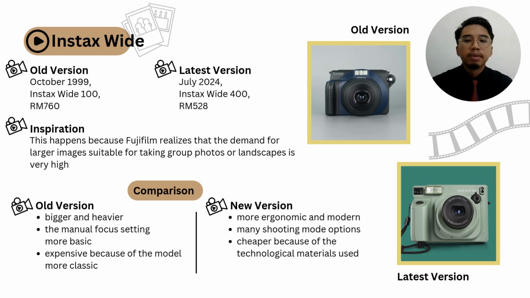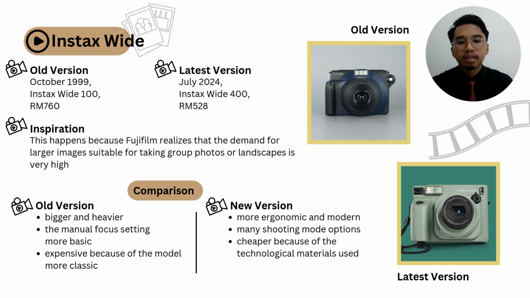So the comparison between the old version and the new version: the old version is bigger and heavier, and the new version is more economical and modern. Second, in the old version the manual focus setting is more basic, and the new version has many shooting mode options. And the last, the old version is expensive because the model is more classic, and the new version is cheaper because of the technological materials used. That's why the price is not more expensive for the latest version.